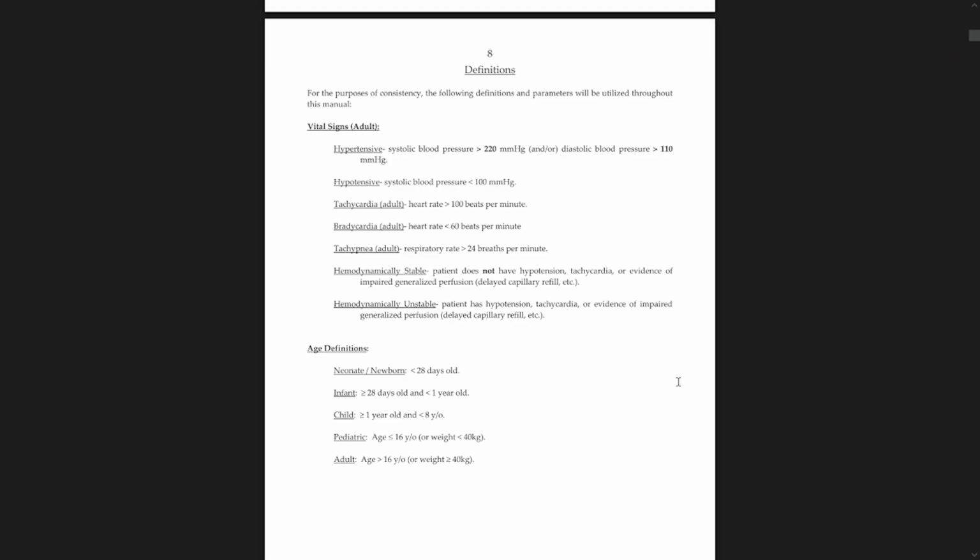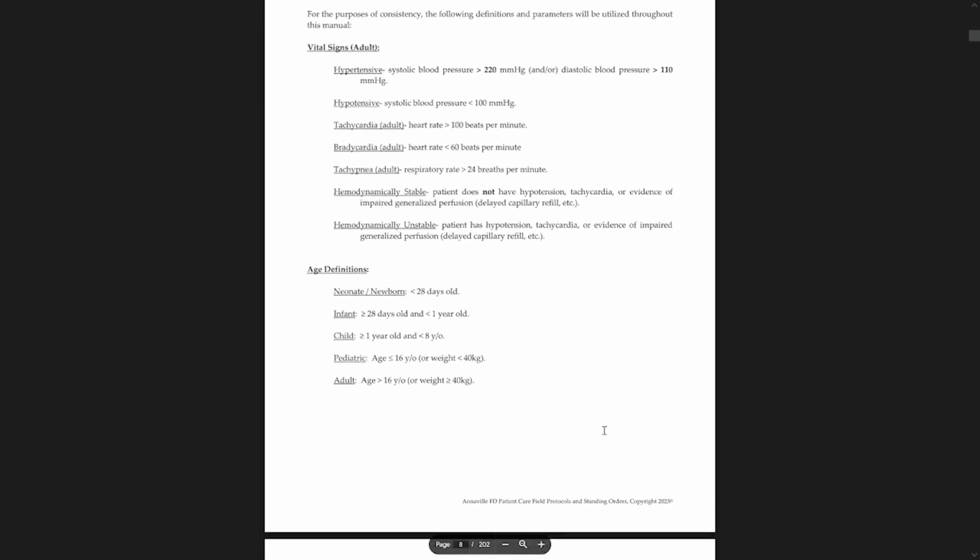They're considered hemodynamically stable if a patient does not have hypotension, tachycardia, or evidence of impaired generalized perfusion, such as a delayed capillary refill. For hemodynamic instability, it's a patient who has hypotension, tachycardia, or evidence of impaired generalized perfusion, such as a delayed capillary refill, etc.